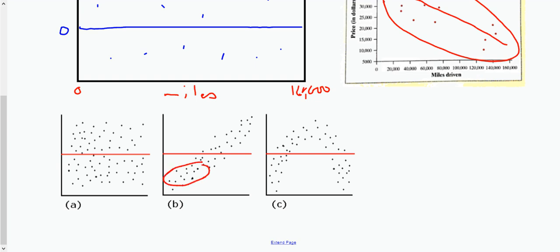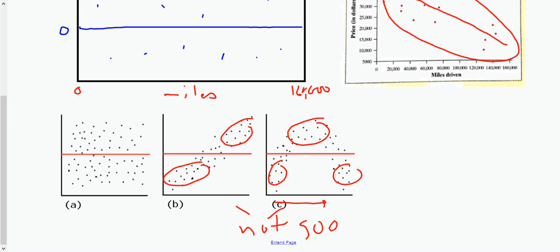Down here, all negative residuals. Here's positive residuals. And here's where you have negative residuals for a while as you go along the x-axis. Then there's some positive residuals, then negative residuals. All these are patterns, which tell us that these are not good linear models.